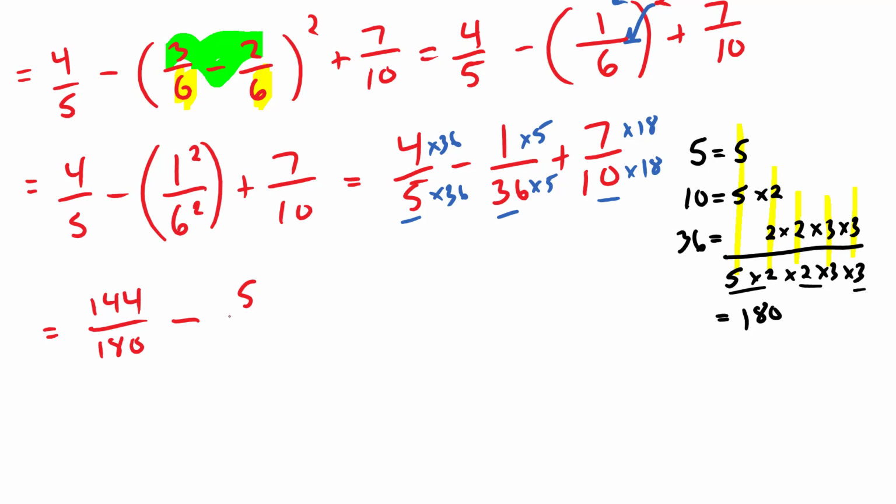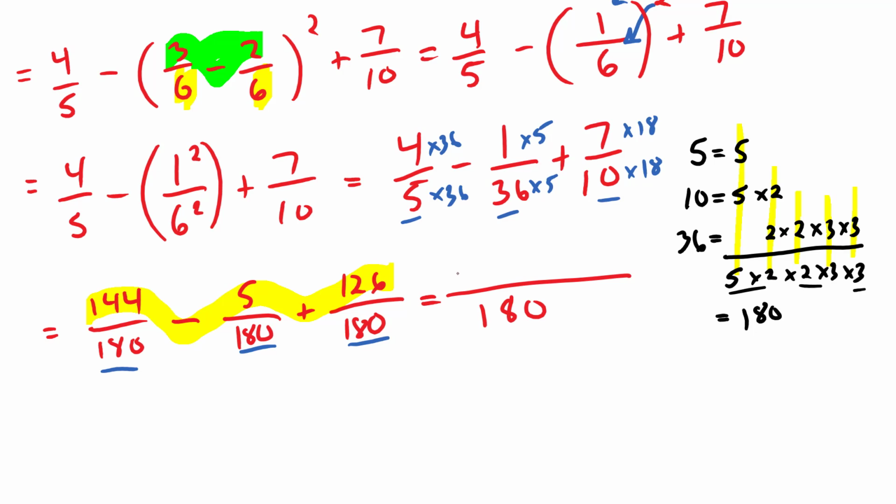Subtract now. 5 times 1 is 5 over 180. Plus 7 times 18 is 126 over 180. Now we have common denominators. So what do we do? We look at the numerators and we apply the math to the numerators. The denominator does not change. Again, you don't have to show me this step, but I'm going to write it down nonetheless so you can see exactly what I'm doing.